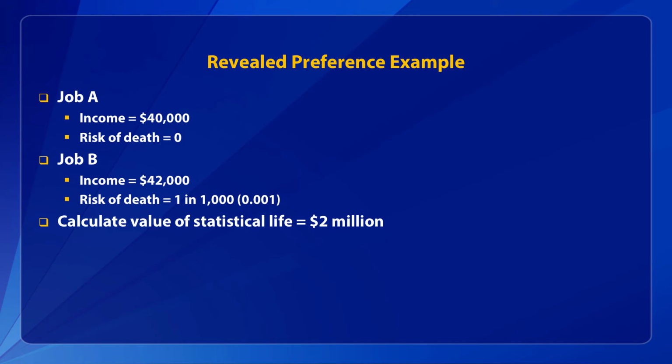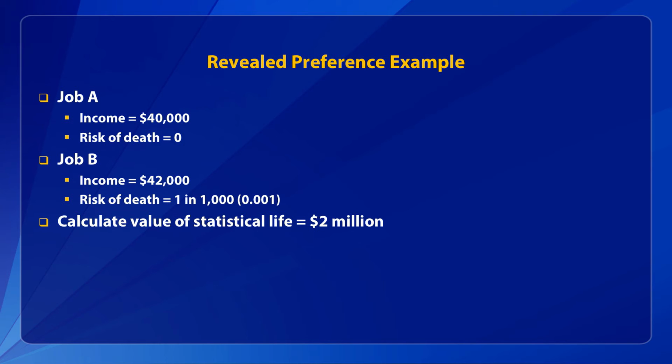For example, we could look into the labor market to see how much people are willing to accept in extra compensation to have an increased risk of on-the-job fatality. This will help us infer how much they're willing to pay for a statistical life. Suppose a person is willing to trade Job A, which pays $40,000 with no risk of death, for Job B, which pays $42,000 with a 1 in 1,000 risk of death.